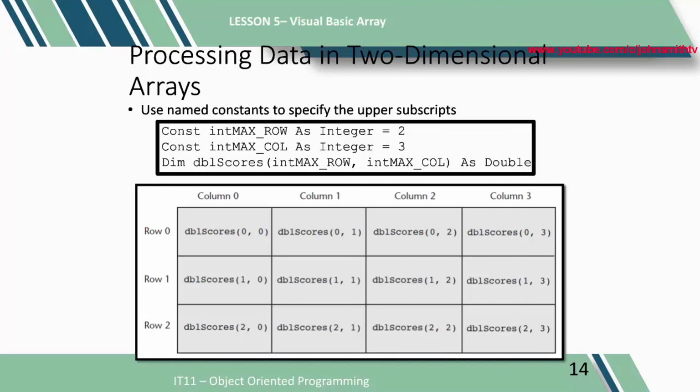Using the dblScores array as an example, the elements in row 0 are referenced as follows: dblScores(0, 0), dblScores(0, 1), dblScores(0, 2), dblScores(0, 3). The elements in row 1 are referenced as follows: dblScores(1, 0), dblScores(1, 1), dblScores(1, 2), dblScores(1, 3). The elements in row 2 are referenced as follows: dblScores(2, 0), dblScores(2, 1), dblScores(2, 2), dblScores(2, 3).